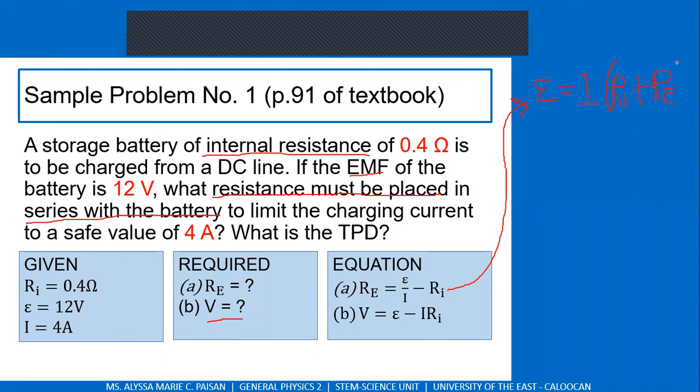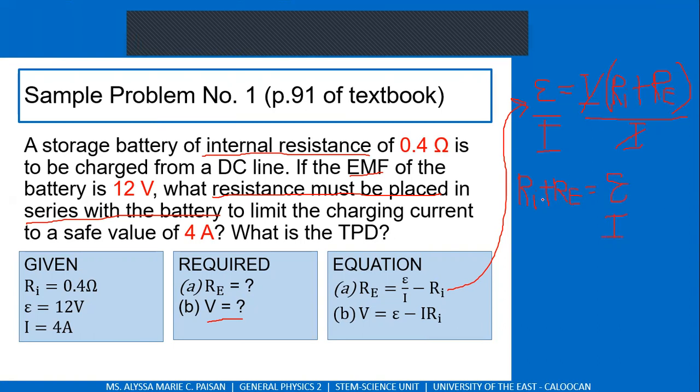Ayan. So step number 1, we divide both sides by I so that we could cancel the I, kasi we consider as one term yung Ri saka Re. Okay? Ayan. Di na natin kailangan i-distribute kasi mas magiging complicated siya. So na-cancel na natin. So we are going to have Ri plus, pagbabalik na rin lang natin, para mas ma-isolate natin yung Re, is equal to epsilon over I.